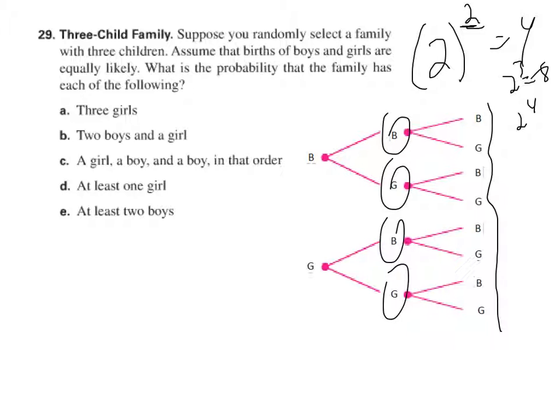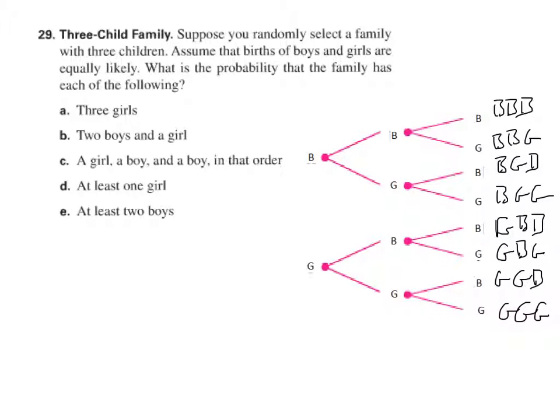So now, wait a minute here. All I did for this is I went through each branch and listed the outcomes. So if the first child's a boy, the second child's a boy, the third child's a boy, you get boy, boy, boy. Same thing, boy, boy, girl, BBG. Down here it's girl, boy, boy, so GBB. Okay, see what I did? So now we just have to talk about the probabilities.